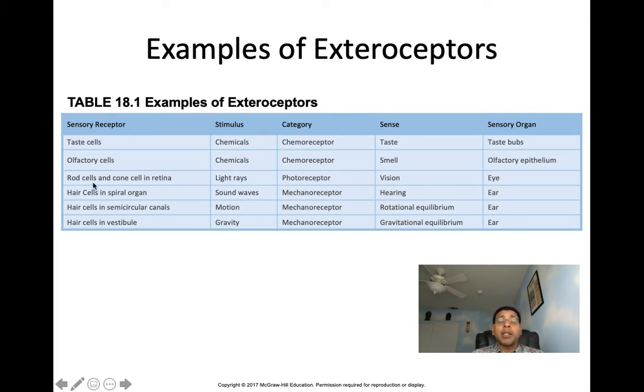Next, we have hair cells in our spiral organs. They detect sound waves. They're examples of mechanoreceptors involved with hearing, found inside the ear. Next, we have our hair cells in our semicircular canals, which are stimulated by motion. They're examples of mechanoreceptors, and they detect rotational equilibrium, and they're found inside the ear. And last, we have our hair cells in the vestibule that are stimulated by gravity. They're also mechanoreceptors, and they sense gravitational equilibrium, also inside the ear. So the ear is involved with hearing and equilibrium.